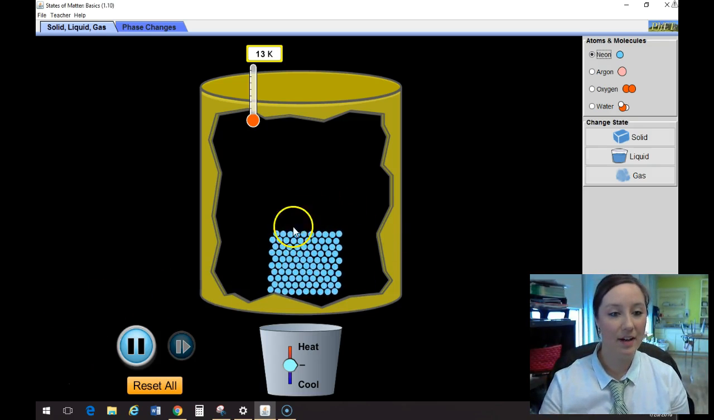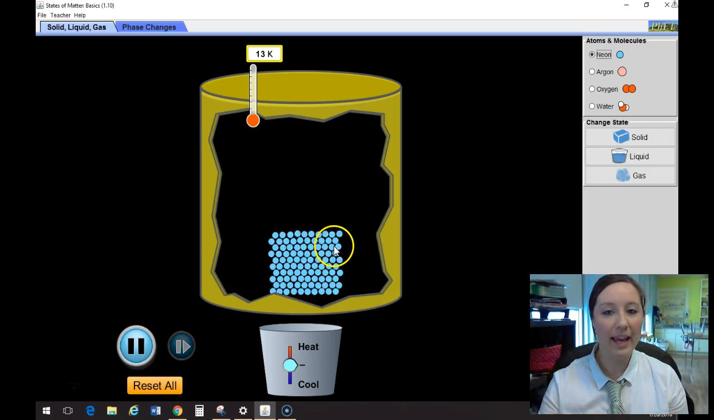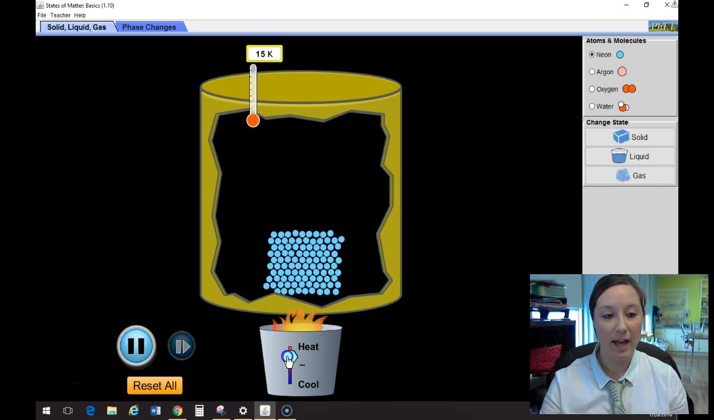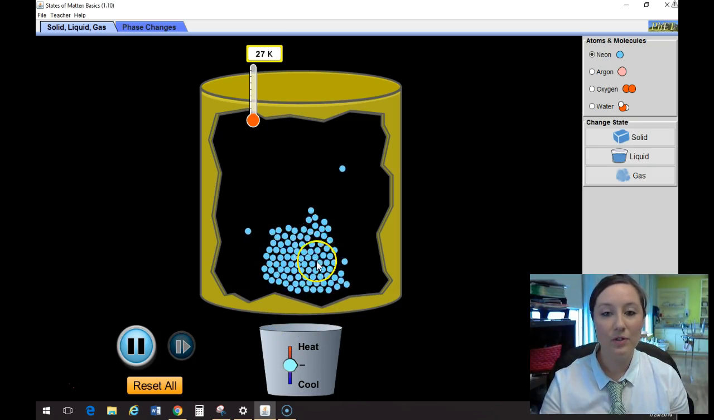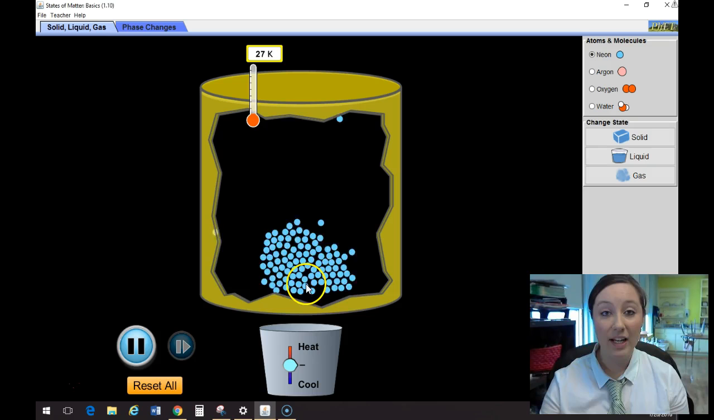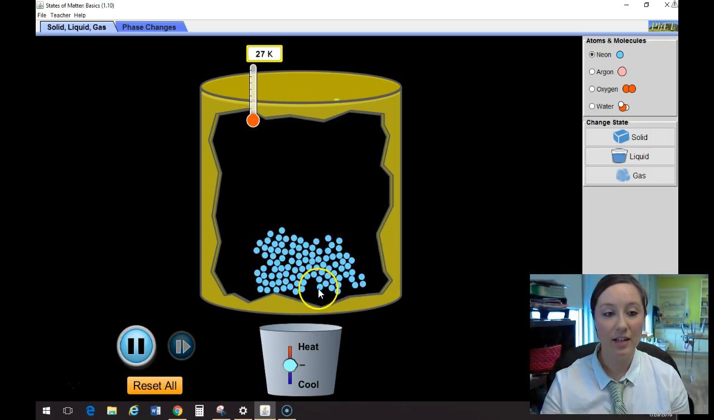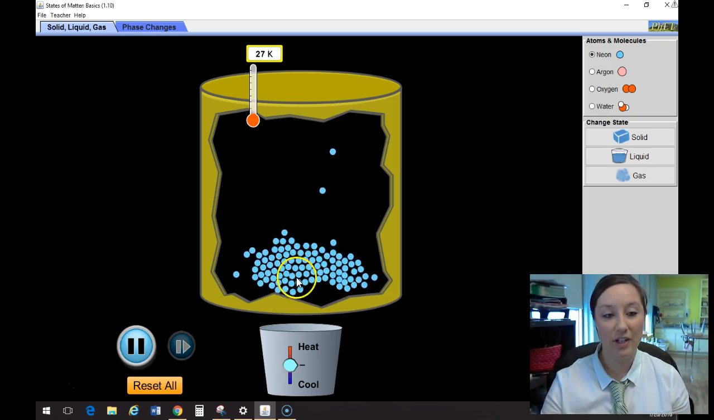So what we see here, this is a simulation, and if we look over here, they're atoms of neon, and right now they're in the solid state. What you can see is that they are moving, so they do have some kinetic energy, but not very much. As we add thermal energy to it, we can see that they start to move faster, which means that they are increasing in kinetic energy. And we see that they're actually going to start to change state.